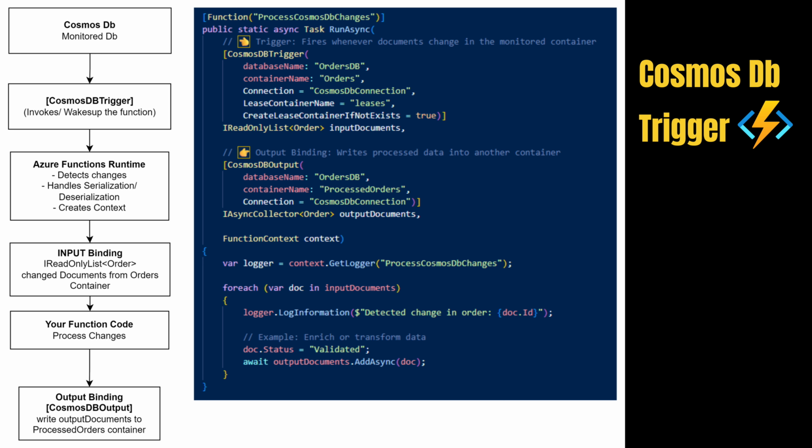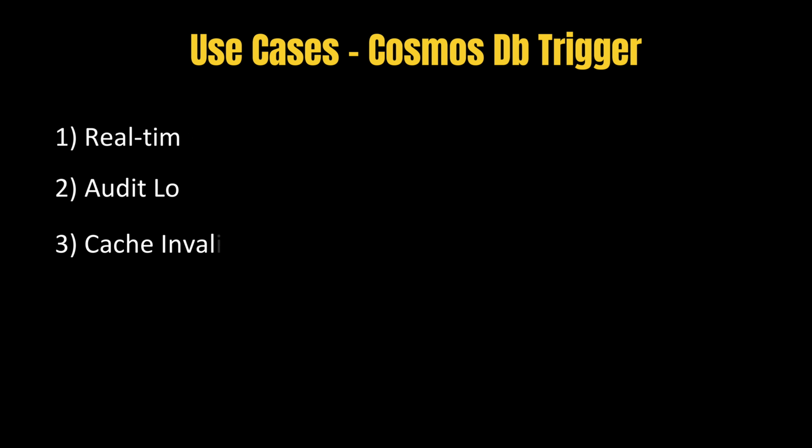And then you need to specify the output binding. The output binding is again the Cosmos DB output in this case. So it's writing the processed output into a different Cosmos database if need be, into a different container, different database. So no SDK code, no other code. Real-time analytics, audit logging, and cache invalidation are a few use cases of the Cosmos DB trigger or any database trigger.